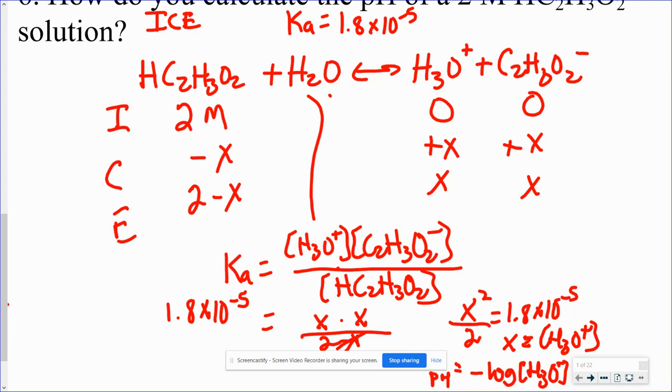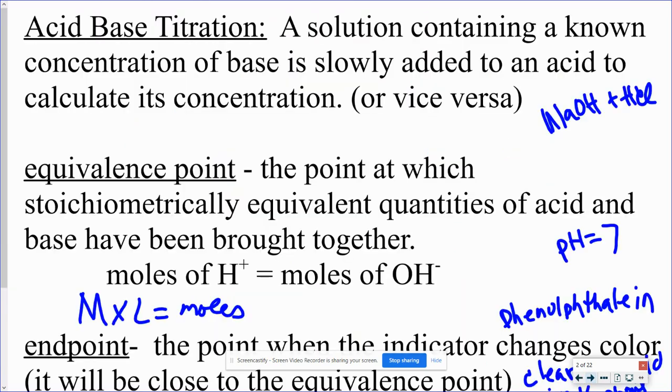Okay? All right, so moving on to titration. We've already been talking about titration. That's when we take a solution that we know the pH of or the concentration of, and we're using that to figure out the concentration of another solution.